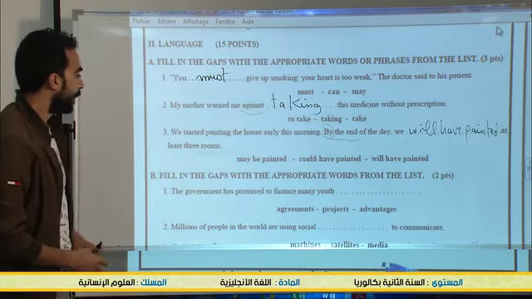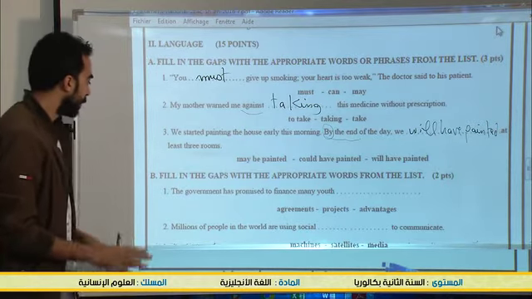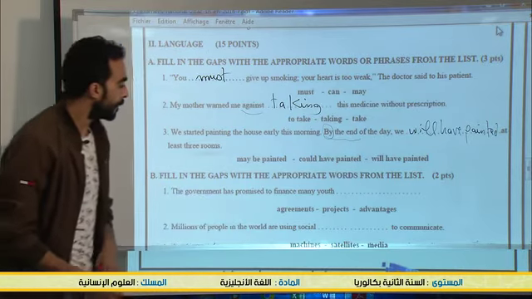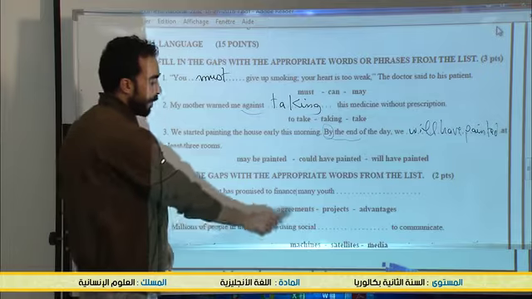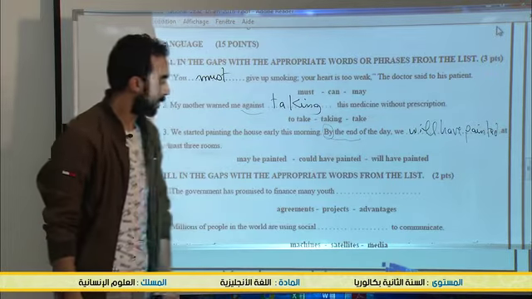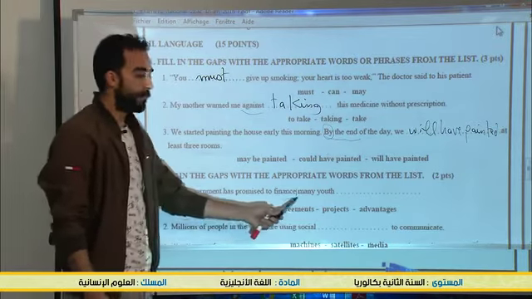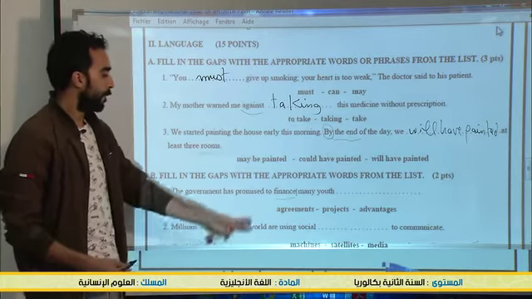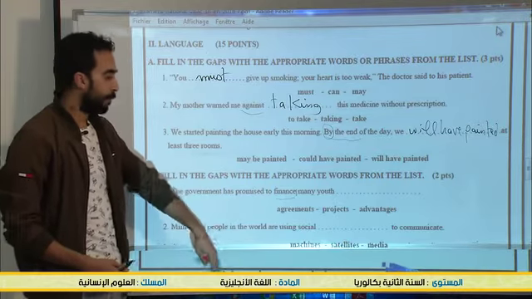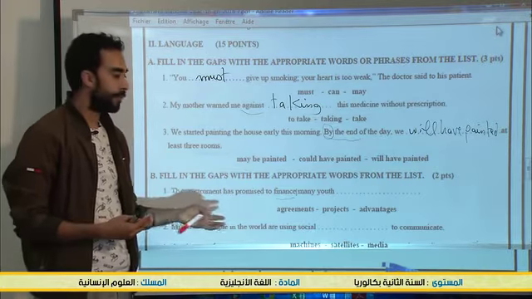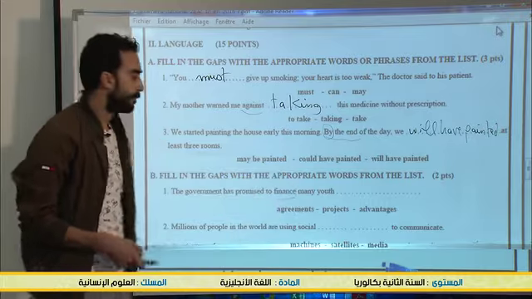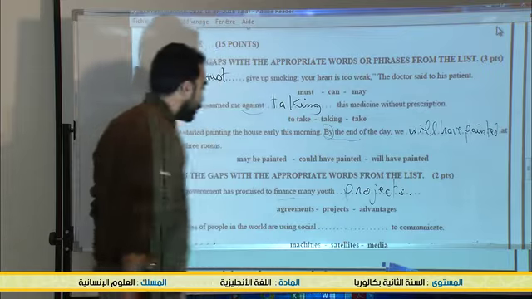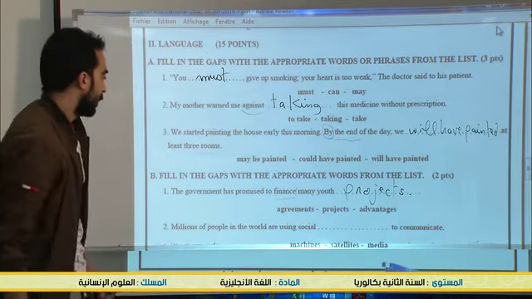Fill in the gaps with the appropriate words from the list. Again, we have here, the government has promised to finance many youth agreements, projects, or advantages. So finance here means to give money. To finance is to give money to help something or someone. So here we have finance. Of course, when we talk about money and financing, we are talking about projects. That's fine. So youth projects. Good. Okay, so let's move.